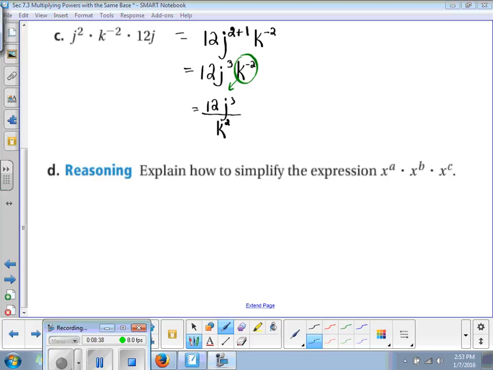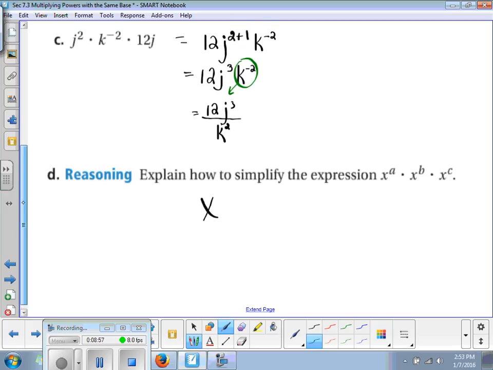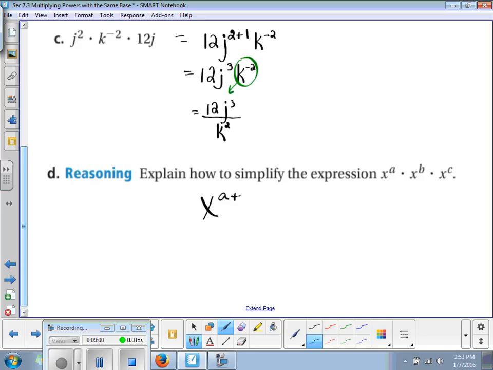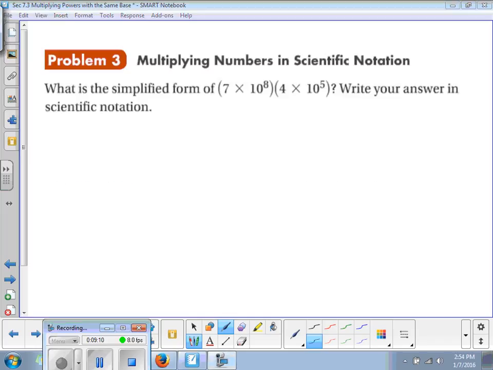All right. So, explain how to simplify the expression x to the a times x to the b times x to the c. Okay. What do I do, right? Since you have the same base, you put x, and then a plus b plus c. And since we don't know what the numbers are, you just leave it like that. Good? Everybody clear?